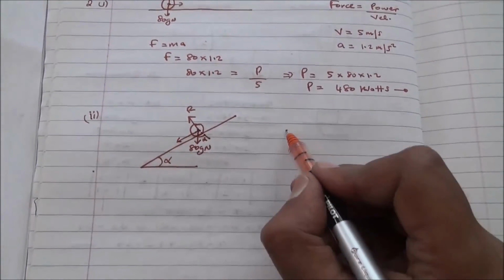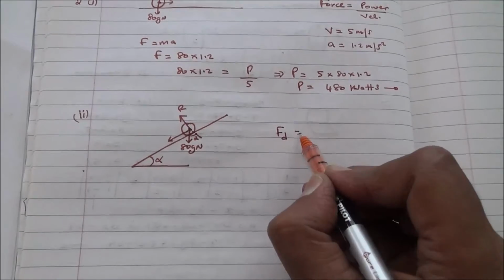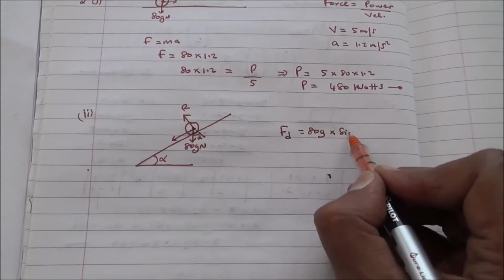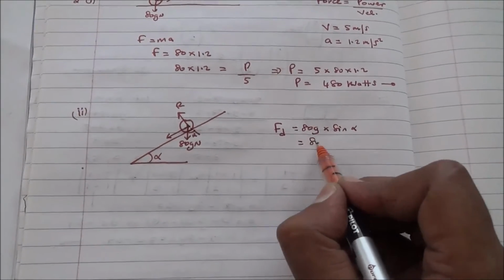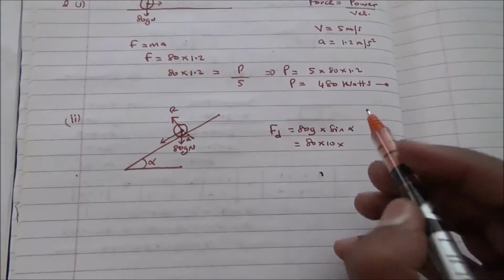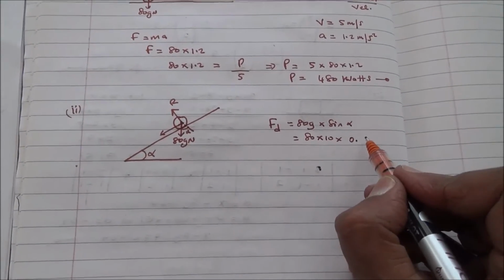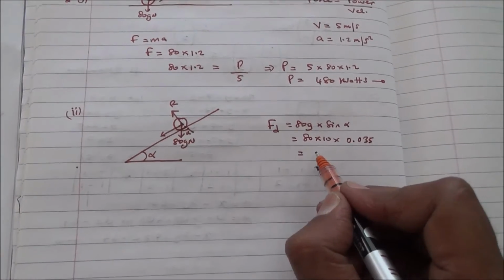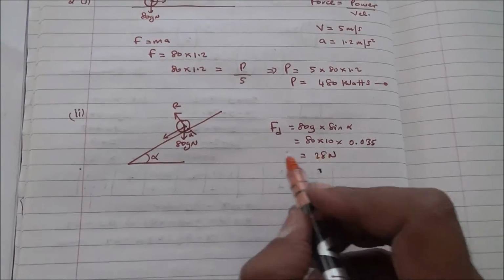What is the downward force? Let's call it FD. It's going to be 80 g multiplied by the sine of alpha, and therefore we have 80 multiplied by 10 multiplied by the sine of alpha. The sine of alpha has been given in the question as 0.035, and therefore if you were to work all of that, you're going to end up with 28 newtons.